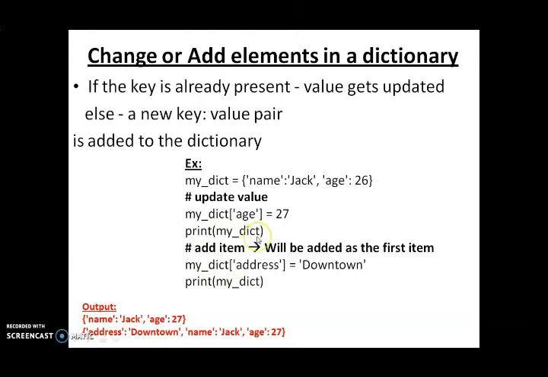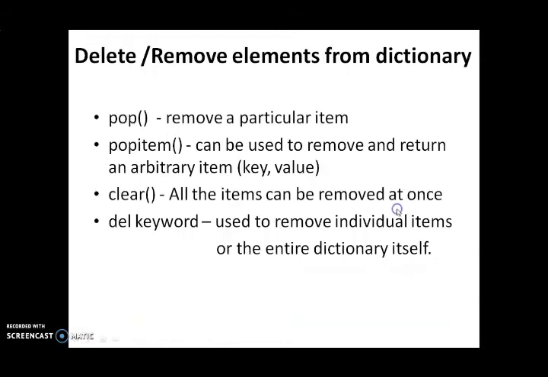Print my_dict. So here you will get name as Jack. So we are having name Jack and age is 26 is the old data, where it is updated with 27. So your output is 27. So that is the first print statement. Second one is you are having this dictionary. You have added this address here. So in this my dict, you will be getting address downtown, name Jack and age 27. So whenever you are adding an item, it will be added as the first. That is what is represented here.